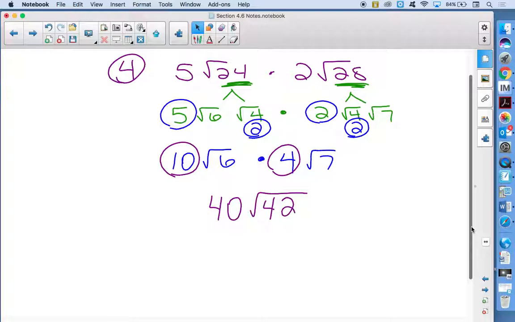Whereas if you multiplied first, you would take 5 times 2 and get 10. Take the square root of 28 and the square root of 24 and multiply those together. So you could multiply first and then just break it down immediately. And it saves all of the extra multiplication that you're doing. Right. That was my question. I like that it doesn't matter.